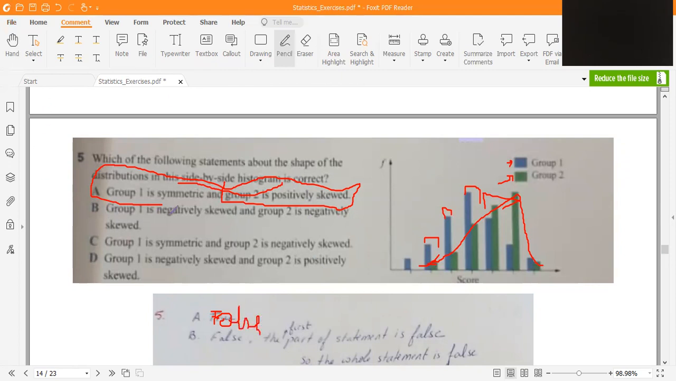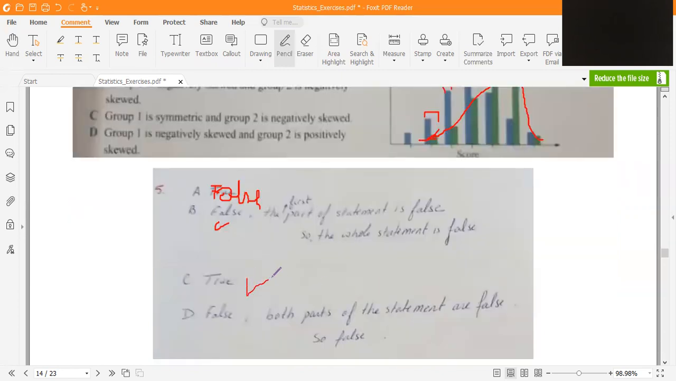Okay, B: group 1 is negatively skewed. No, group 1 is symmetric. So when at least one part of the statement is false, the whole statement is false. Group 1 is symmetric, yes, and group 2 is negatively skewed. C, true, negatively skewed.